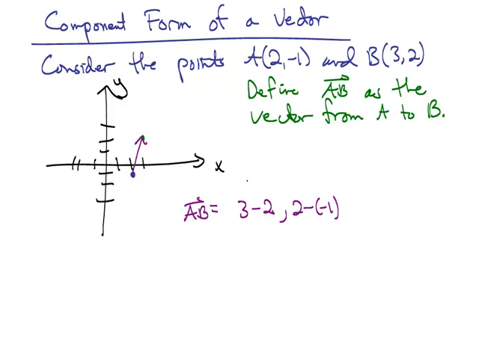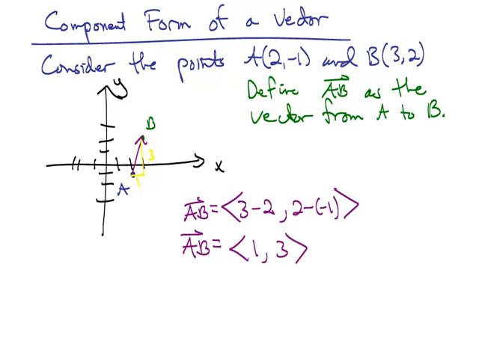Now the notation we use for vectors in component form is these pointy brackets. So we end up with AB, the vector from A to B, being the vector 3 minus 2, which is 1, and 2 plus 1 is 3. And you can see that's how I get from point A to point B. I go to the right 1 and up 3. And that gives me my vector from A to B, the vector AB.